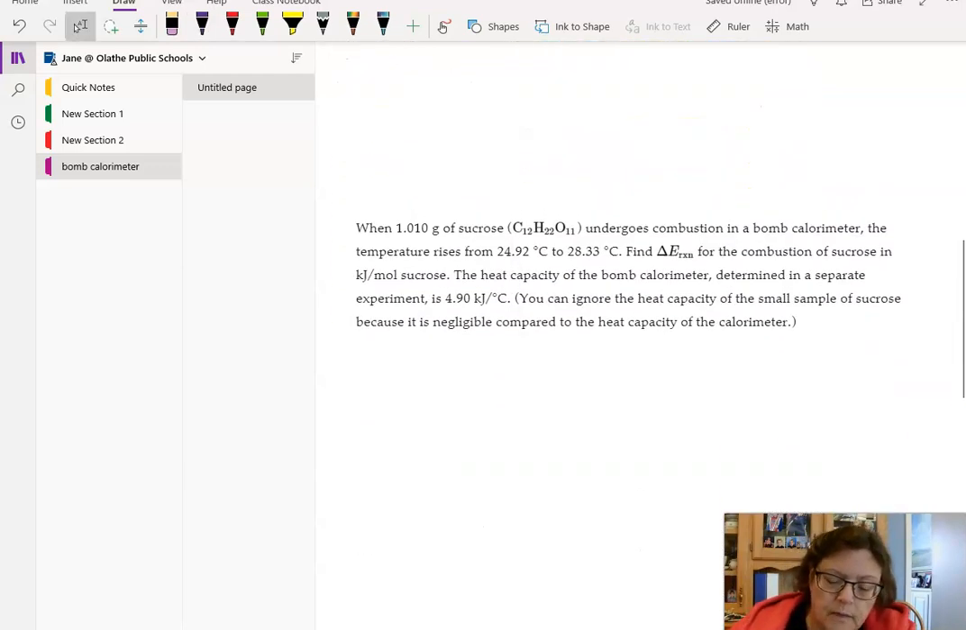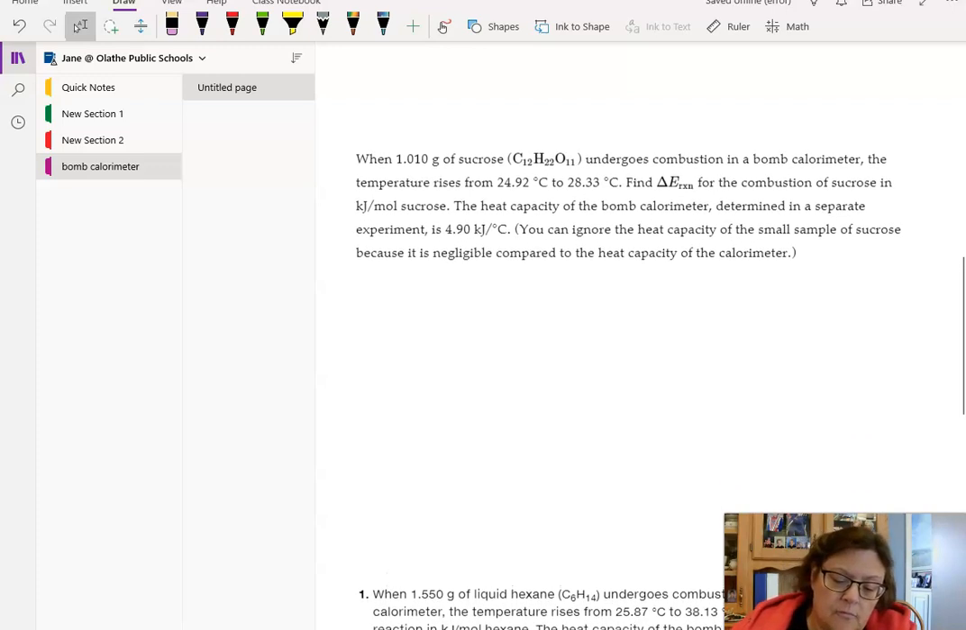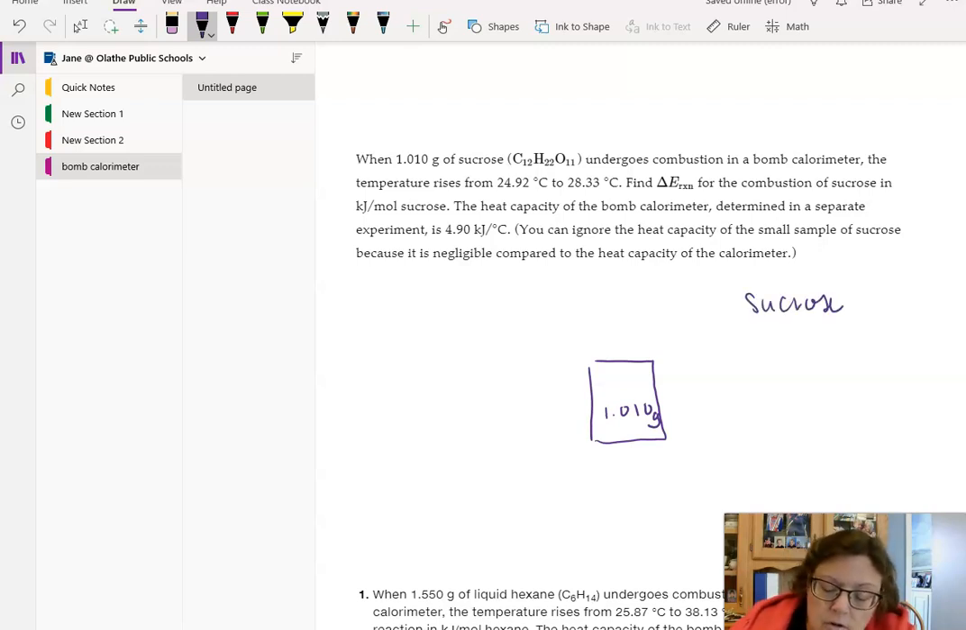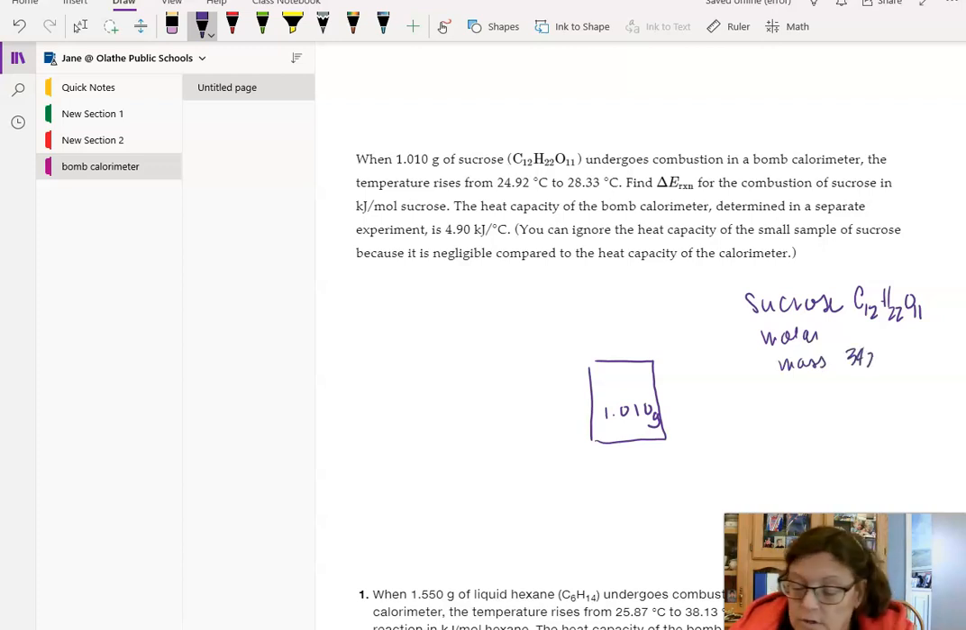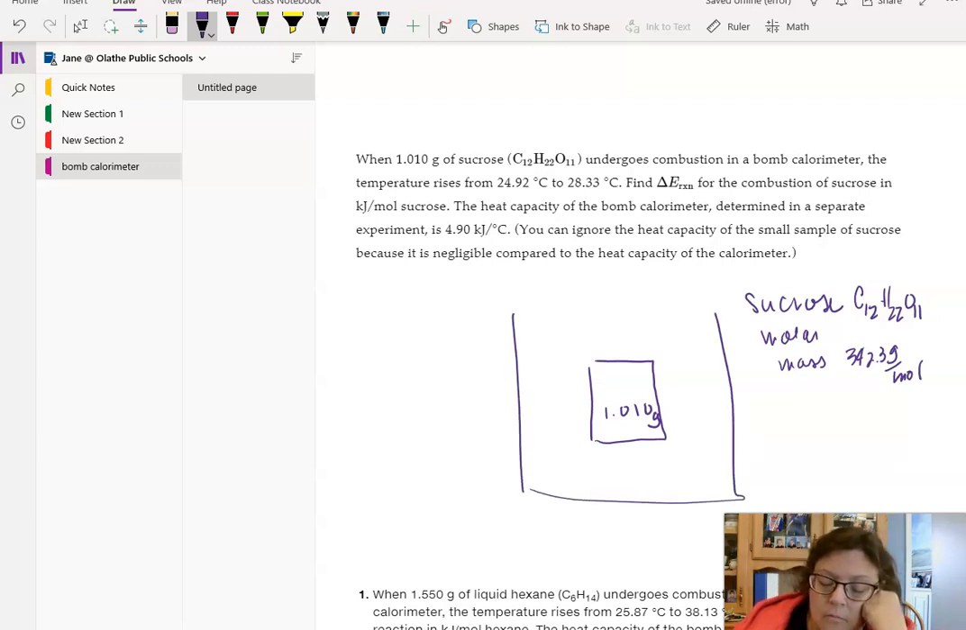Okay. Here's our first example. We have 1.010 grams of sucrose. So here is my chamber. I have 1.010 grams of sucrose. Sucrose, that's table sugar, C12H22O11, and I have the molar mass of that calculated, because we are going to have to change it to moles, 342.3 grams per mole. Okay? And we have our big tank of water, and we have our ignition.